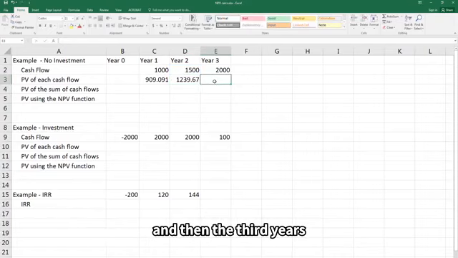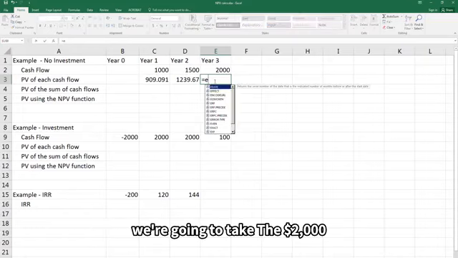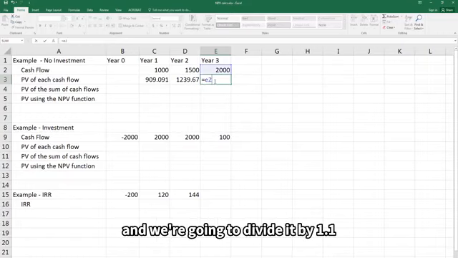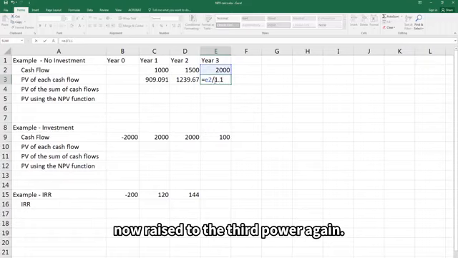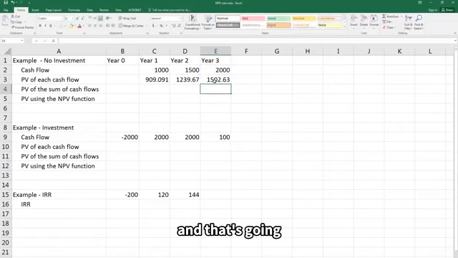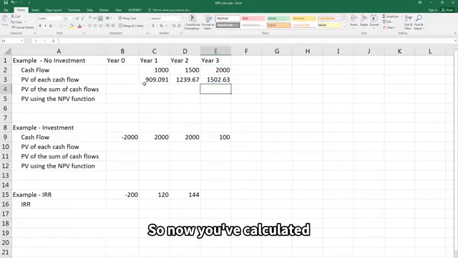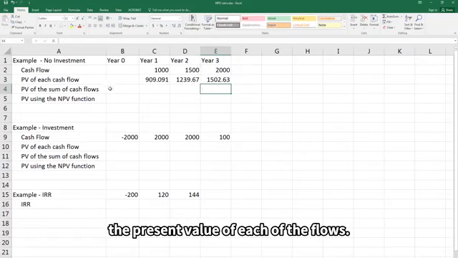And then the third year's cash flow is $2,000. And in order to calculate the present value of that, we're going to take the $2,000 and we're going to divide it by 1.1, now raised to the third power. Again, we have to hit the caret sign and then the third, and that's going to give us the present value of that flow. So now you've calculated the present value of each of the flows.